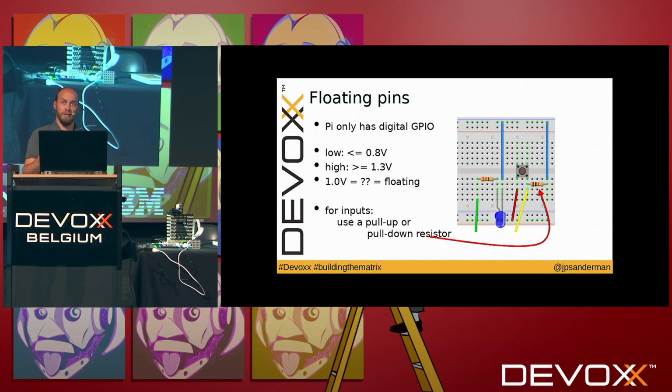So we want to prevent the pin from floating, as it's called then. And to prevent the pin from floating, you can either use a pull-up or a pull-down resistor. Now, in the circuit I used, I added a pull-down resistor. Let's see how that works.